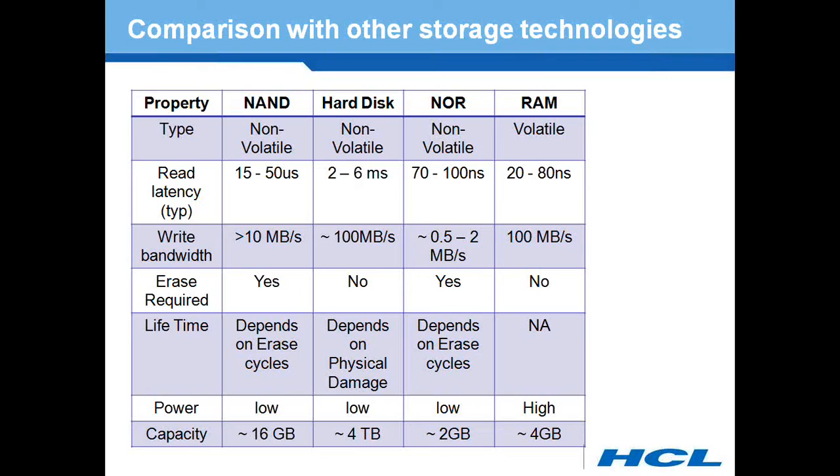And the next property is read latency. Compared to hard disk, NAND is very good, it comes around 15 to 50 microseconds, whereas hard disk has a read latency in terms of milliseconds. NOR flash has very good random access time compared to a NAND flash.